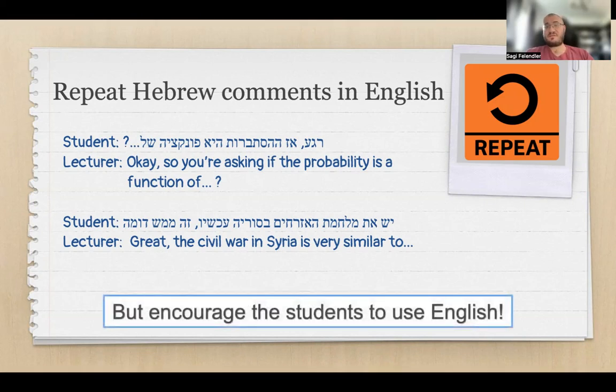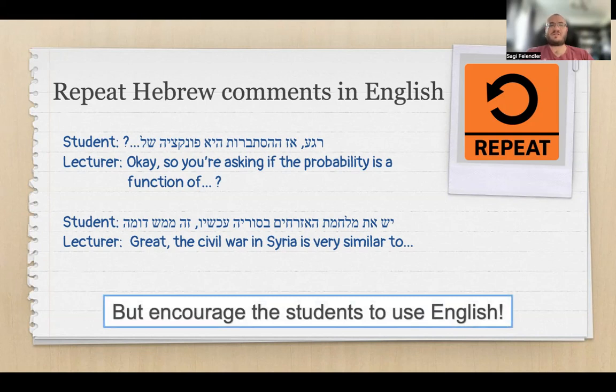And of course, the fact that Hebrew may be used in this way doesn't mean that you should just let students speak Hebrew. Encourage them to use English. Encourage means gently. Try asking in English. You can use a few words in Hebrew, but try using most words in English.